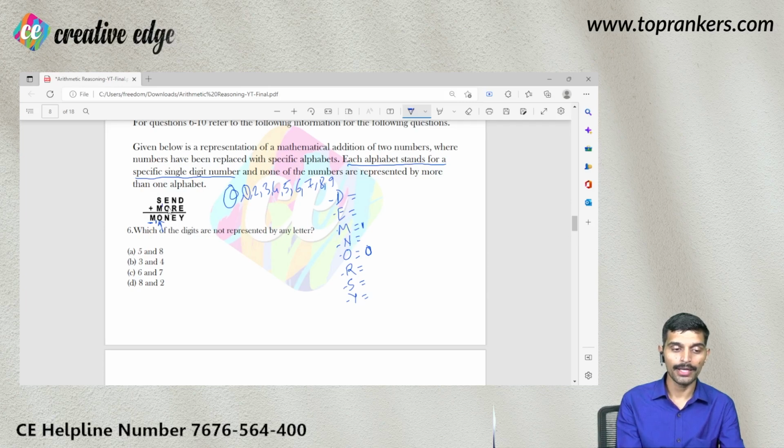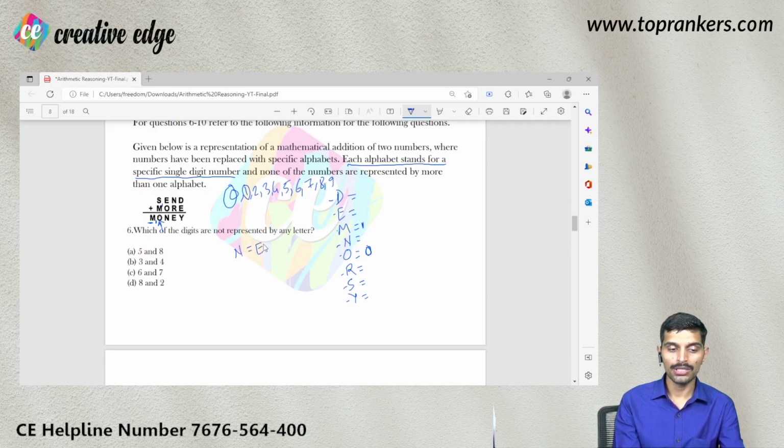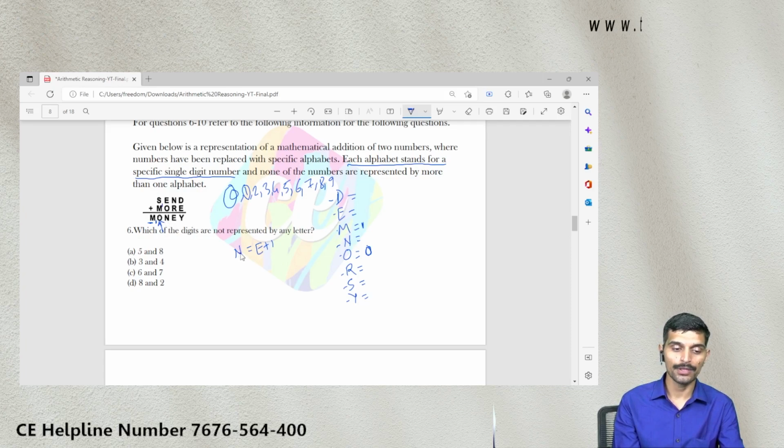So from here I can say this E plus N is equal to E plus 1. N is equal to E plus 1, because E plus 0 should be either E, or if there was a carry of 1, then only it is E. It is not E but N, right? So N is equal to E plus 1, I can identify.